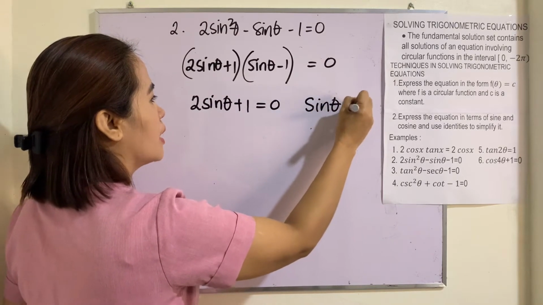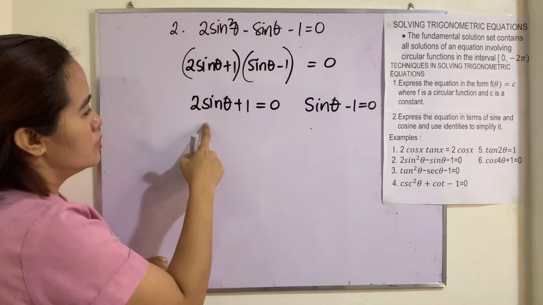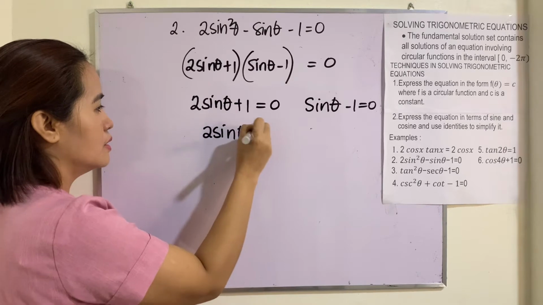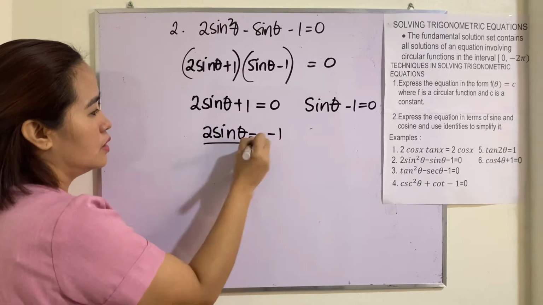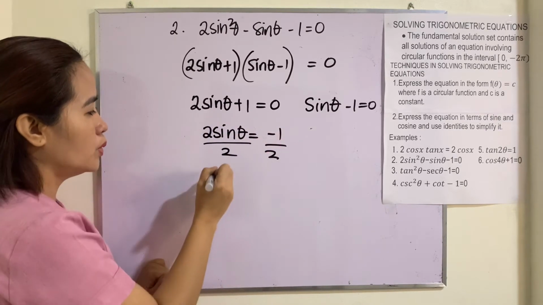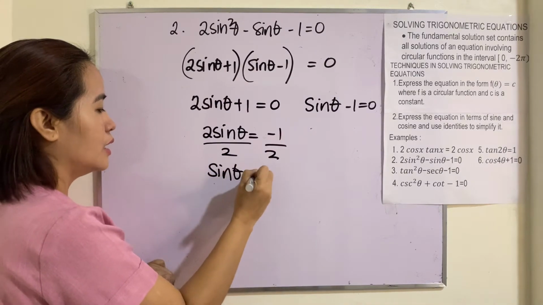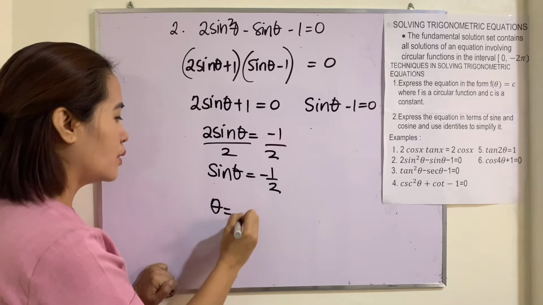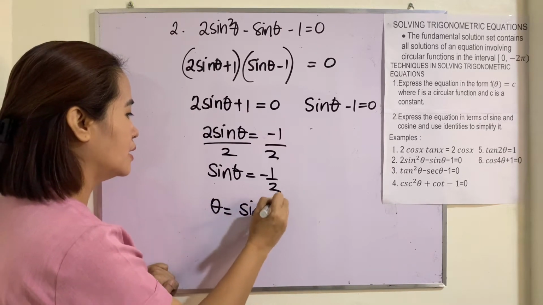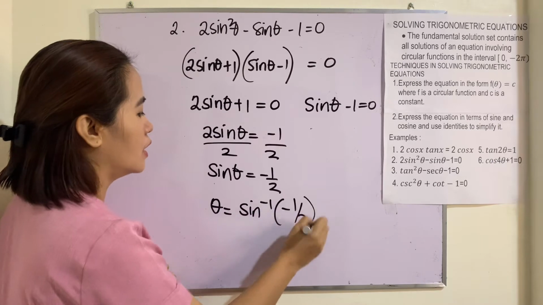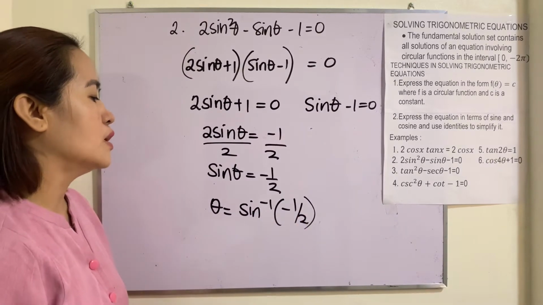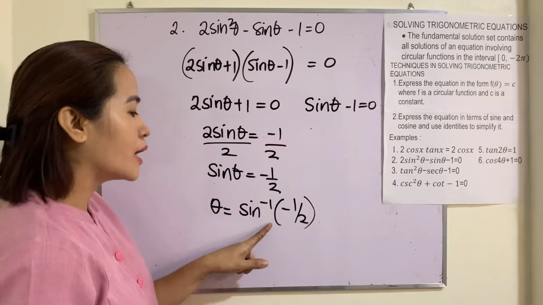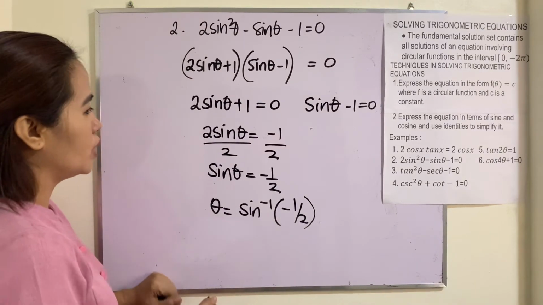2 sine theta plus 1 equals 0. So we transpose 1 there. So this is 2 sine theta equals -1. Dividing both by 2, we have sine theta equals -1/2. So getting the value of theta, we have arc sine -1/2. Again, you can use a scientific calculator in finding the value of theta there. You just press arc sine -1/2 and it will display there.